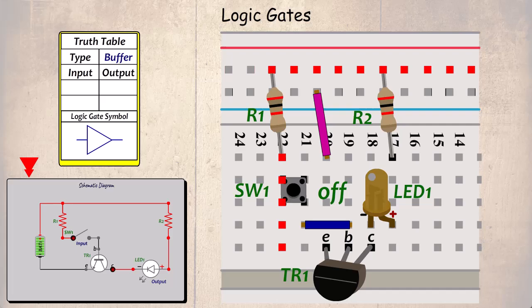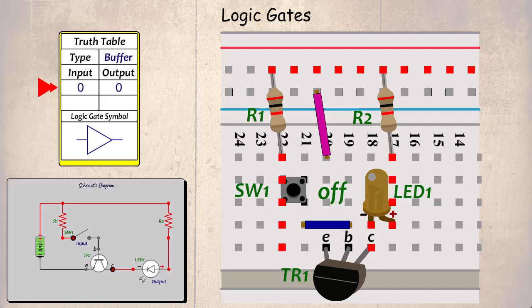In our breadboard, the same thing happens. The route is through R2 to the LED, but because there is no voltage at the base of the transistor, there is no path through to the negative and the LED remains in the off state. Our truth table for logic buffer gate is when the input is 0, then the output remains at 0.